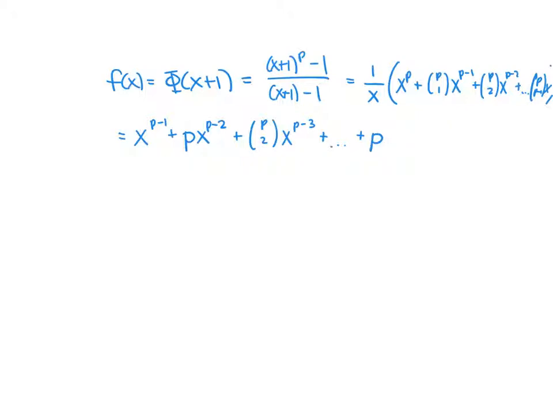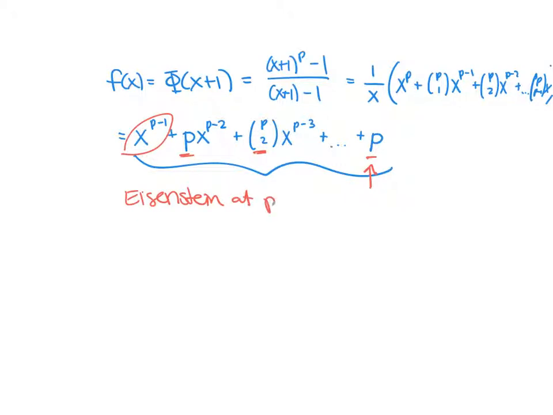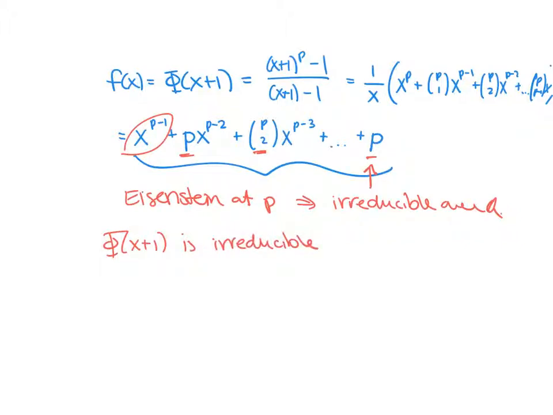So this is an Eisenstein polynomial. All of these coefficients are multiples of p. This is not a multiple of p squared, and our leading term is not a multiple of p. So this is Eisenstein at p, so it's irreducible. So what we showed is that phi of x plus 1 is irreducible. But that means phi must be irreducible.